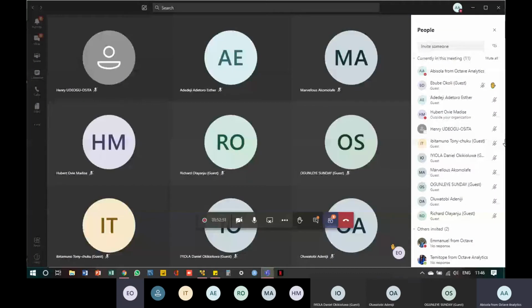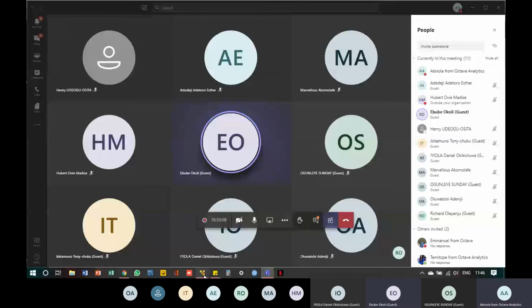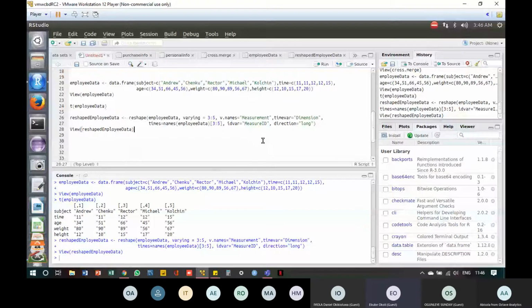Yeah, sorry. I don't understand the syntax of the reshape function, especially the 3 to 5. Which other part don't you understand? The other arguments still seem unclear. You don't understand everything, is that what you're saying?